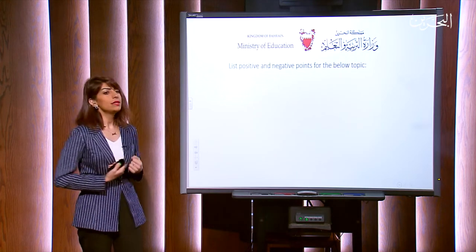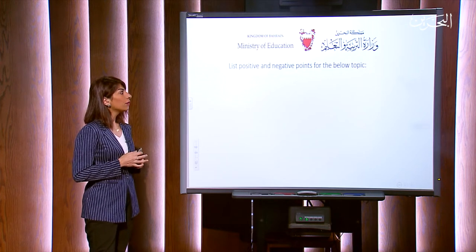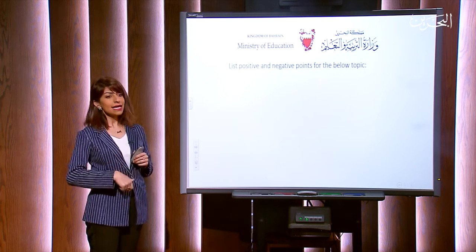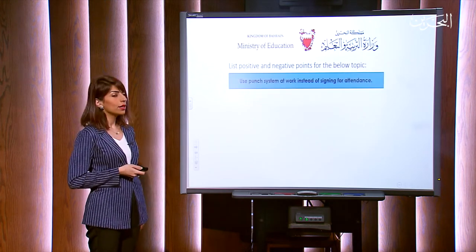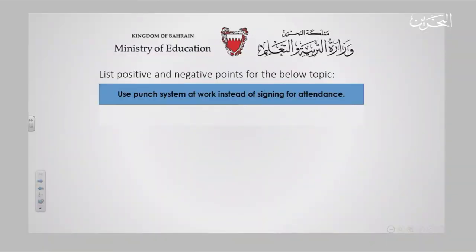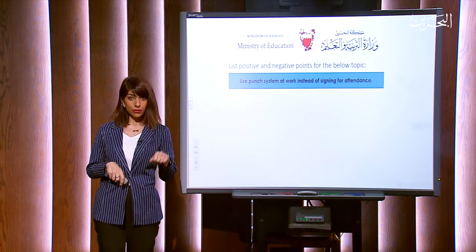Now, we will do this task. I will ask you to write down some positive and negative consequences or points for this topic, which is using punch system at work instead of signing for attendance. Now, let's imagine that you're all staff and you work, and the company that you work for told you that you're not going to sign anymore, but you're going to punch. What are the positive consequences and what are the negative consequences? I'll give you a minute or two. Think about it and we will discuss together.